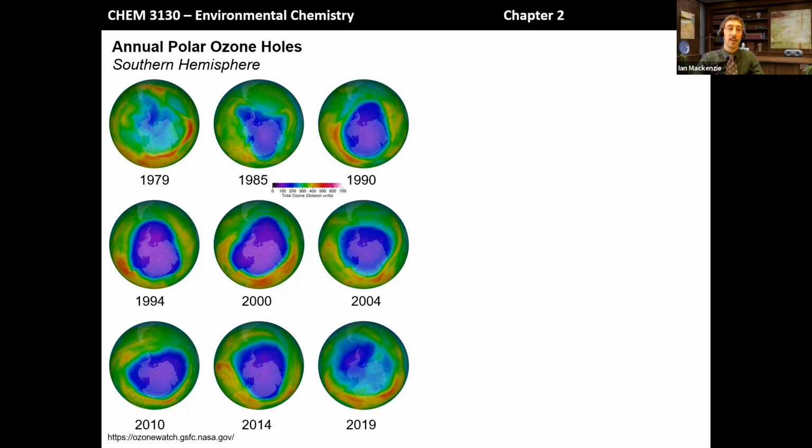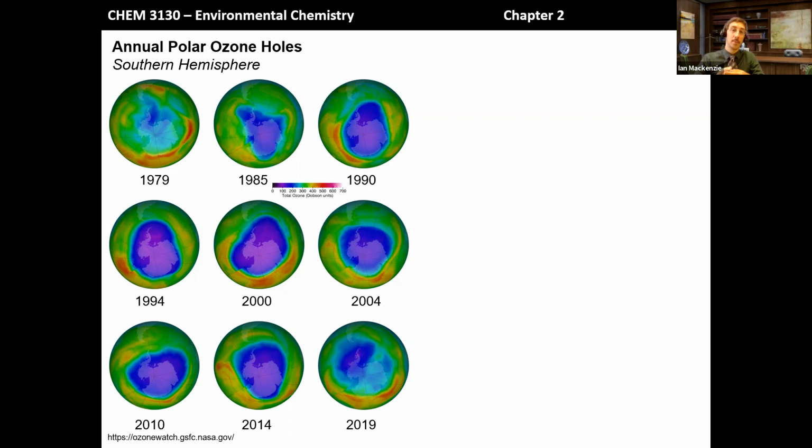You'll notice that in 1979 there was the beginning of a hole where we were getting into the blue region. It's getting down into around the 100s, and purple is when we're getting really down into very low measurements. But by 1985, we have a significant hole that has opened up. Now, this is only during a particular time of the year. These pictures are all taken in September.